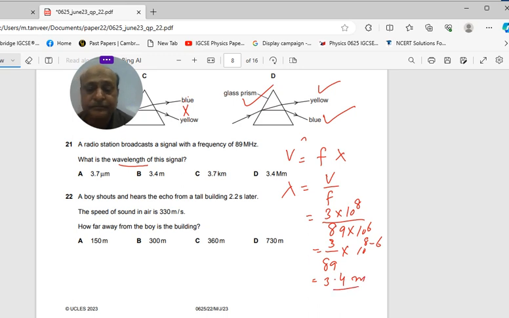So your options are 3.7 micro, no, micro is not correct. B is 3.4 meter, that is wrong. This is also wrong.